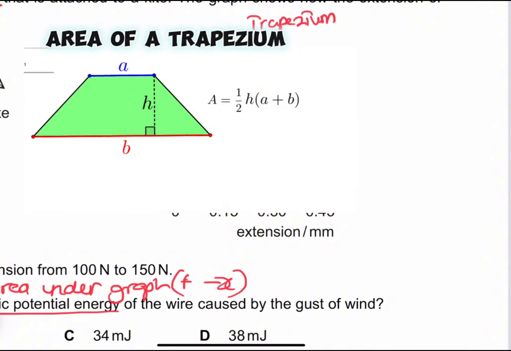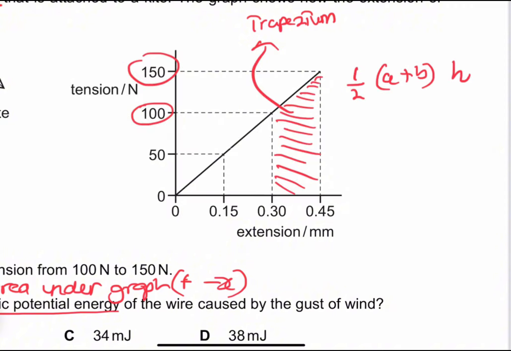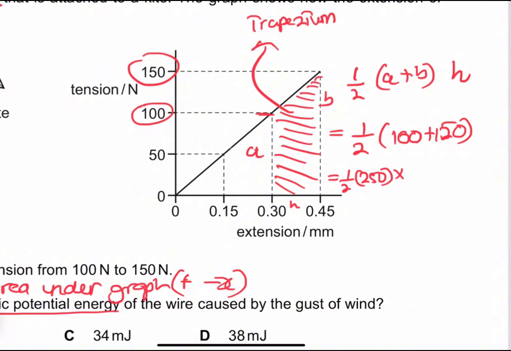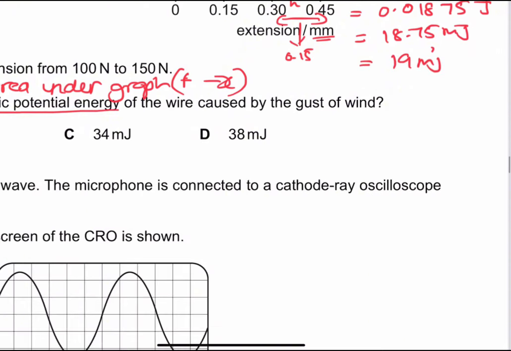So how do you find that area? The area of a trapezium, as you can see on the left-hand screen, is half of A plus B multiplied by H. So it's half. What is your value of A? It's 100. A here, B here, and H here. Plus 150, so that's basically half of 250, multiplied by H, which is this difference here, which is 0.15. But it's in millimeters, so it's times 10 to the power of negative 3. That gives you a total of 0.01875 joules. That's about 18.75 millijoules, which is about 19 millijoules. So the answer is B.